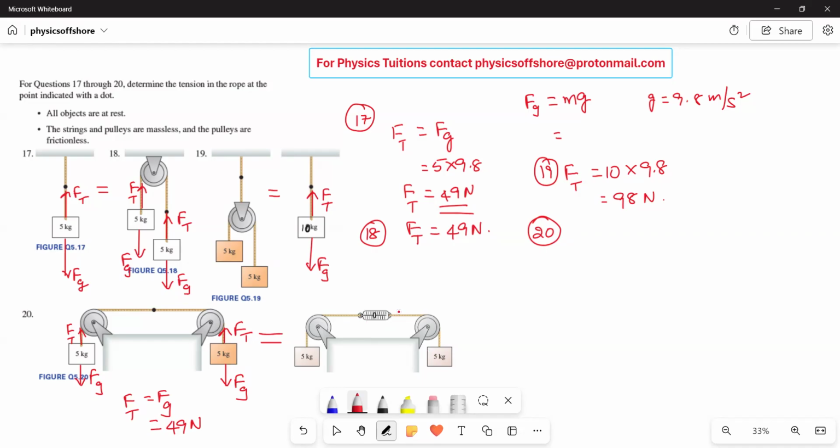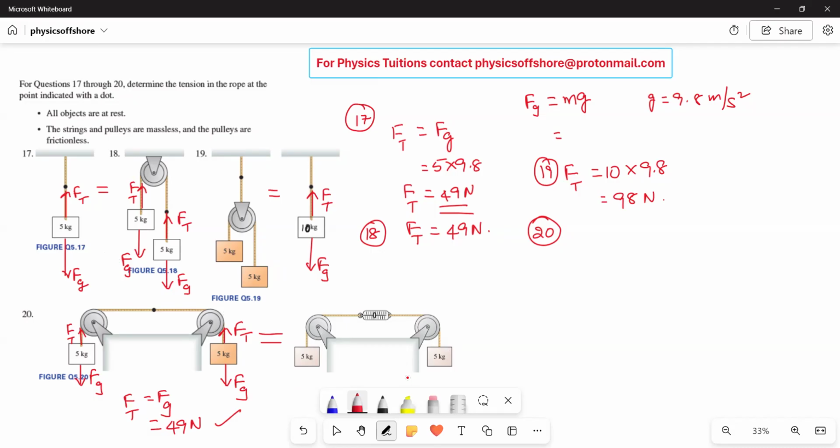The spring balance measures the tension in the string. The tension is the same across the string, and the tension is equal to Fg of only one side. Either you take the right side or the left side, whichever side, it is balanced by the other side. This picture is exactly equal to this one or this one. Question number 20 is the same as 18 or 17. Whatever it may be, finally Ft is equal to Fg and the answer is 49 newtons. It measures only the gravitational pull of the 5 kg mass. That's it. Nothing beyond that.